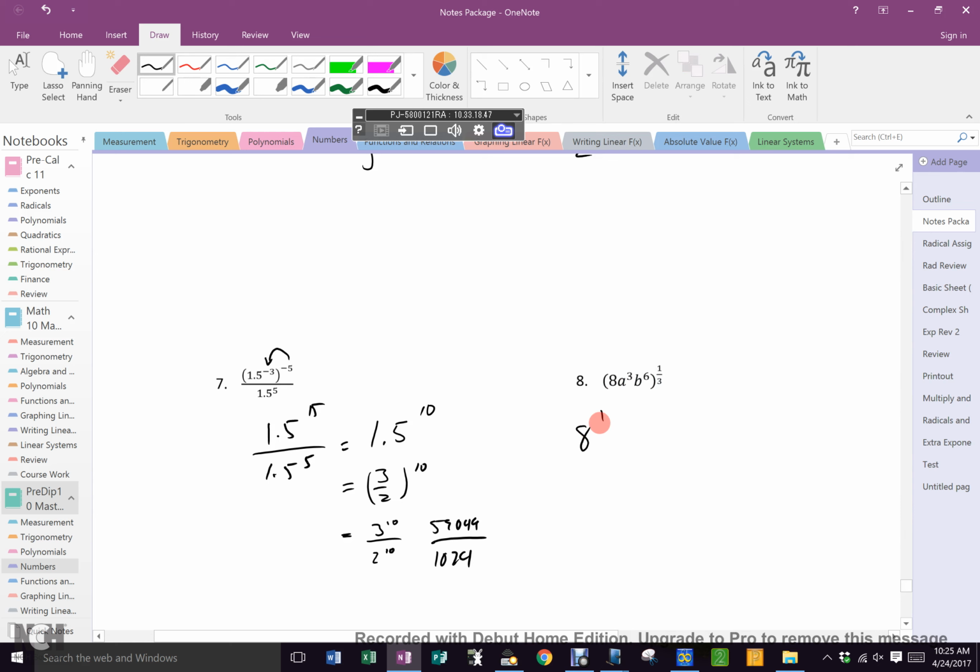So that is 8 to the 1/3, which we already know is the same as the cube root of 8, which we know is... Say it louder, say it proud. 2. What does it do here? What did it do here? So what does it do here? What's 3 times 1/3? 1.